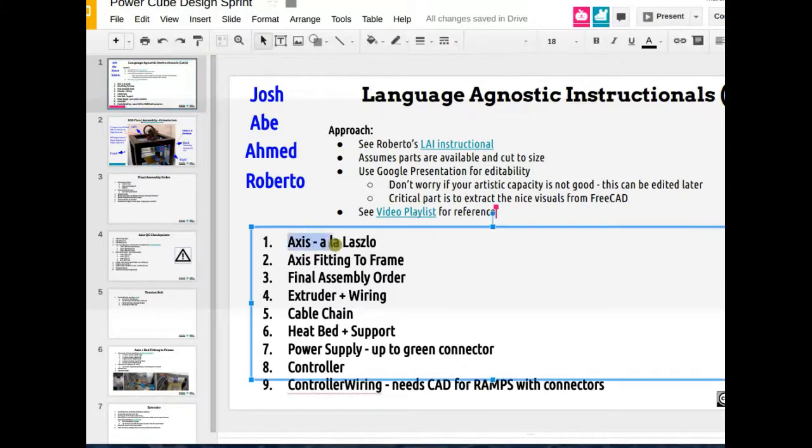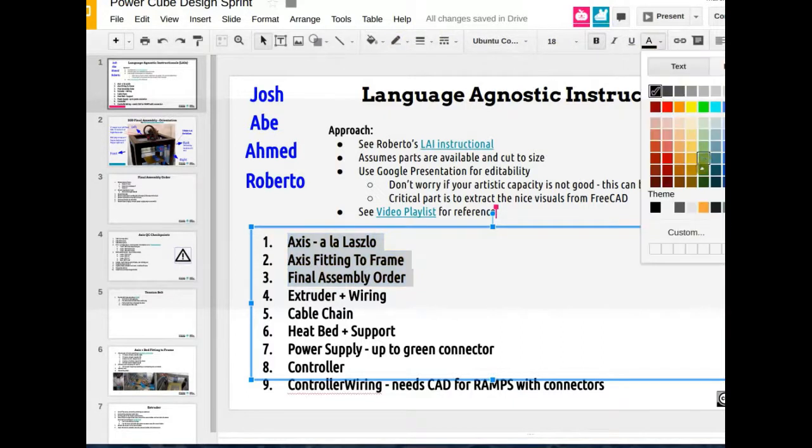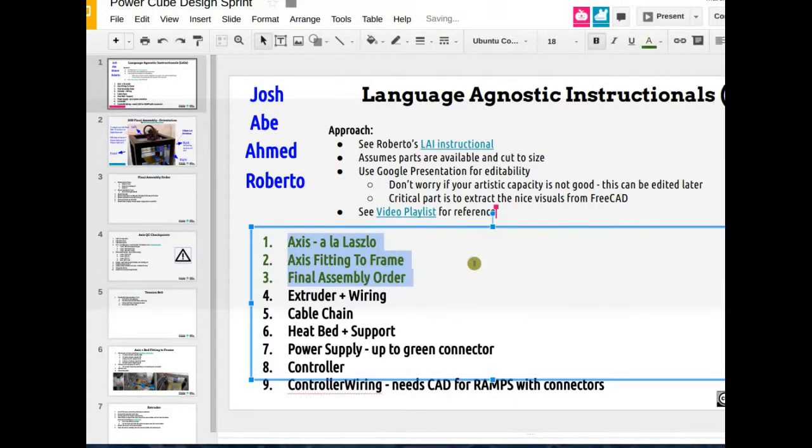The main things we want to do: there's the axis, so putting together one axis, then fitting all the axes to the frame, and then after that, a final assembly order. Those first three are the most critical instructionals. I'm going to highlight that in green, because the 3D printer consists of the universal axis, a frame, and then other components.